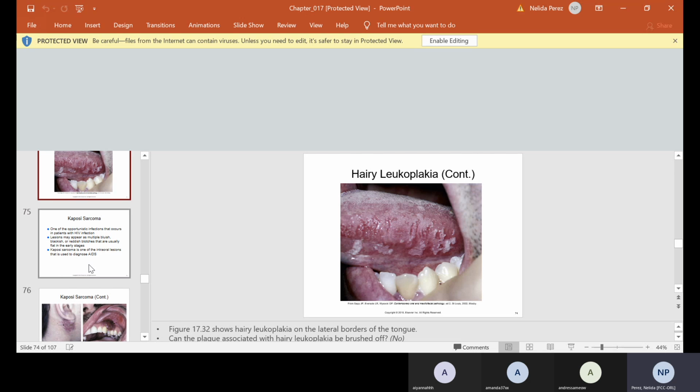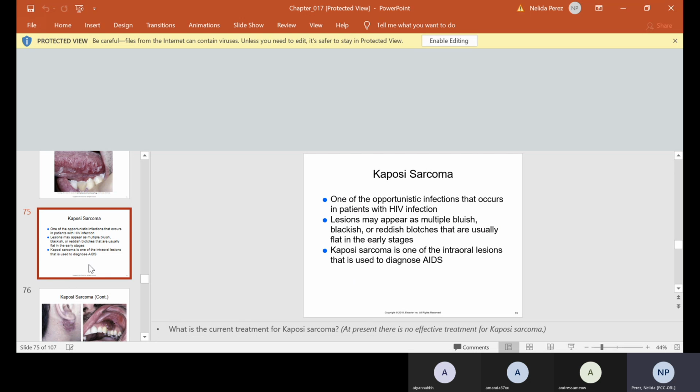Your Kaposi's sarcoma is one of the opportunistic infections that occurs in patients with HIV infection. Lesions may appear as multiple bluish, blackish, or reddish blotches that are usually flat in the early stages. It is one of the intraoral lesions that is used to diagnose AIDS.